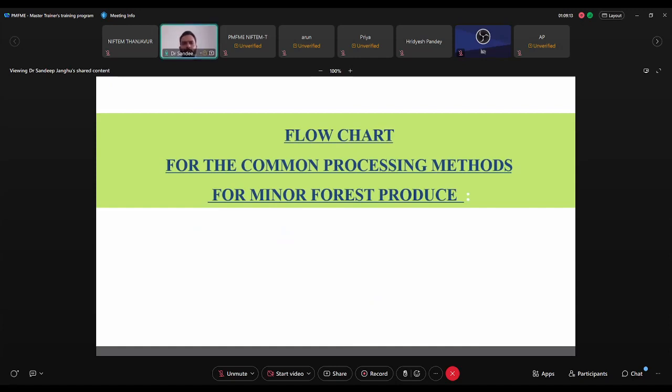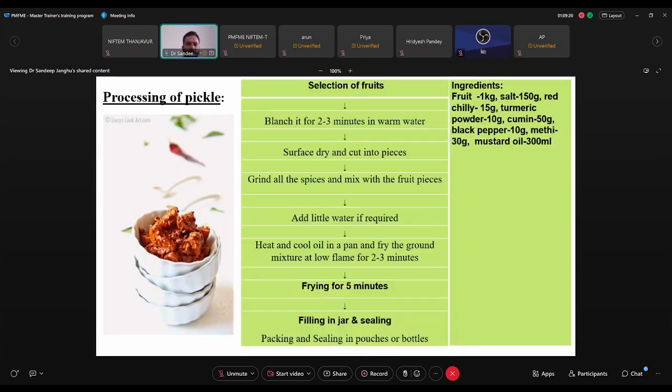So, flowcharts for the common processing methods of minor forest produce. The first one is pickle making. The basic ingredients are fruits, almost 1 kg, then salt, 150 gram. This salt content may vary depending upon the desired taste, but usually the standard is 150 gram.